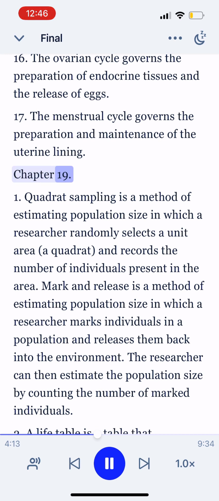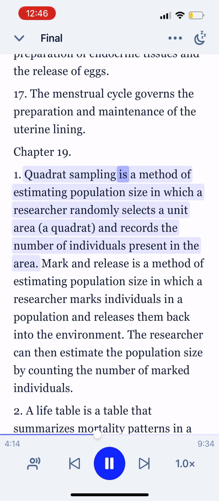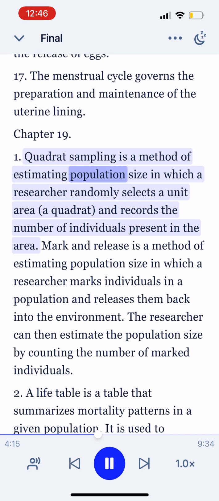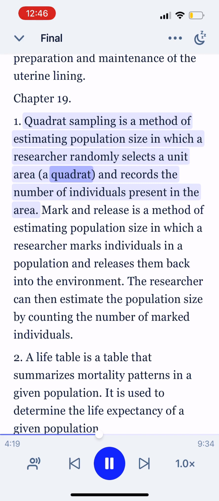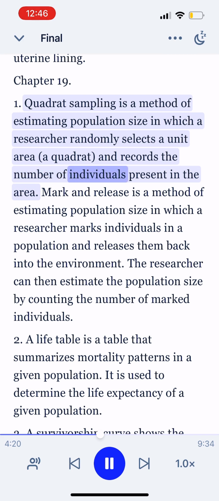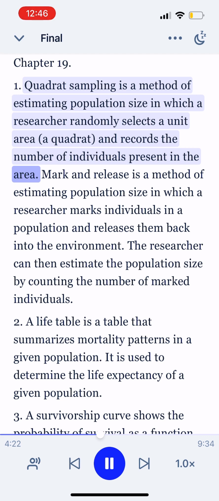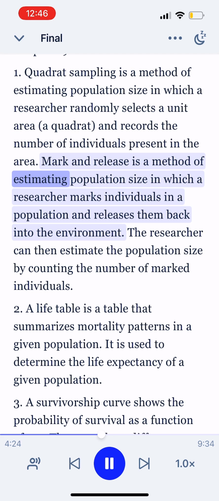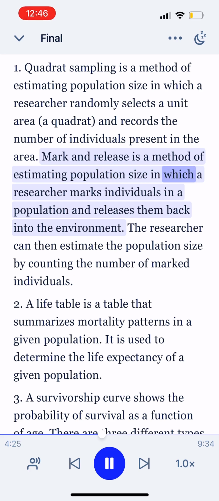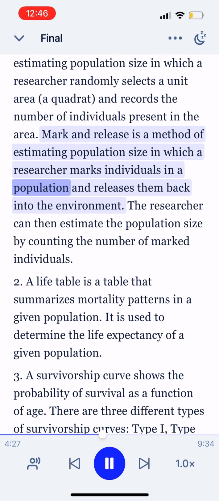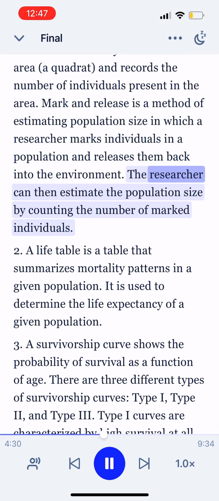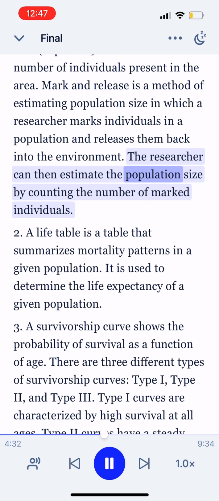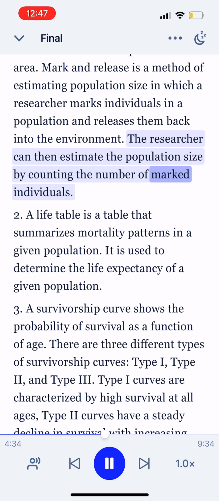Chapter 19. 1. Quadrat sampling is a method of estimating population size in which a researcher randomly selects a unit area, a quadrat, and records the number of individuals present in the area. Mark and release is a method of estimating population size in which a researcher marks individuals in a population and releases them back into the environment. The researcher can then estimate the population size by counting the number of marked individuals.